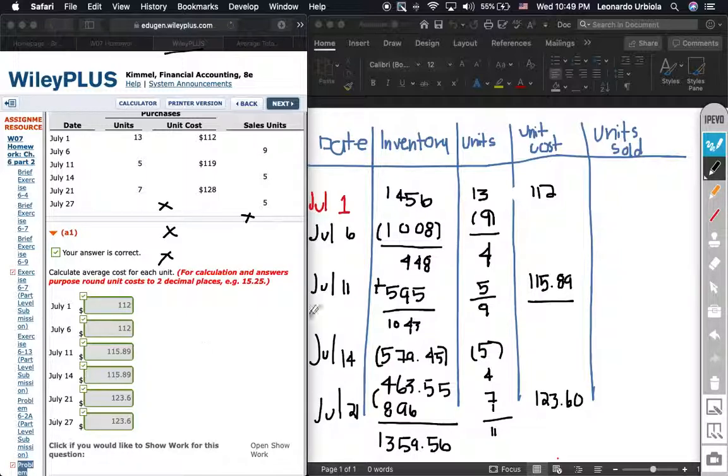And then at the end, the problem is telling us that on July 27th we sold 5 units. But basically, the problem is just asking us to calculate the unit cost. So basically, that's how we get the answer.